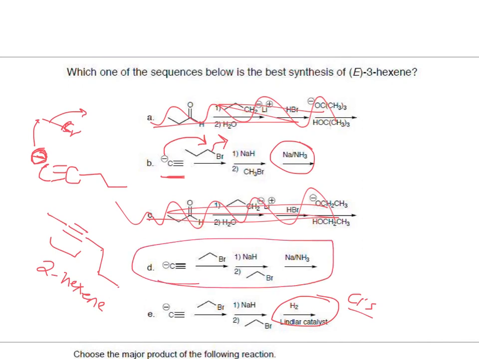And just to make sure, let's see what we will get. The first sequence will give me the addition of an ethyl. The second sequence will give me the addition of the other ethyl. And then when we treat it with sodium and liquid ammonia, it's a trans addition that will give you the E-3-hexene. So that will be your final product.